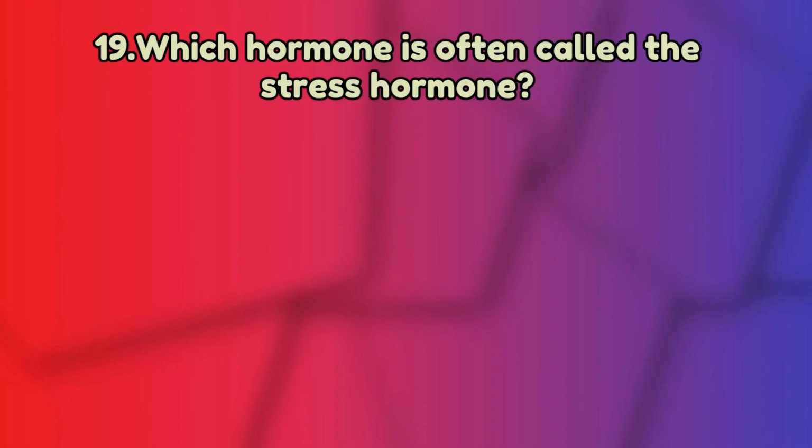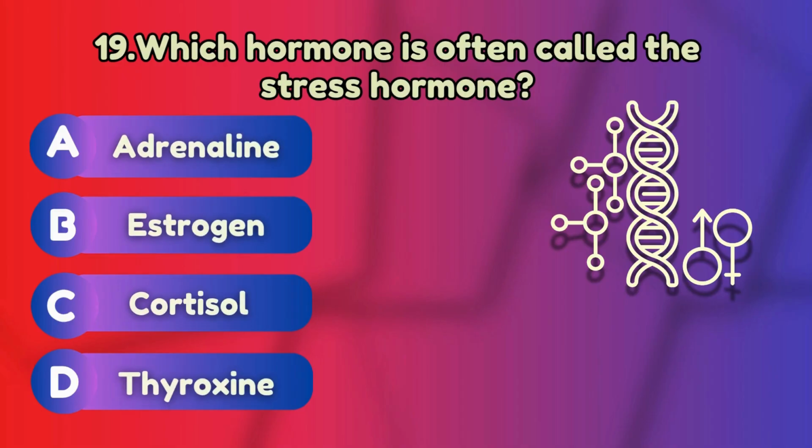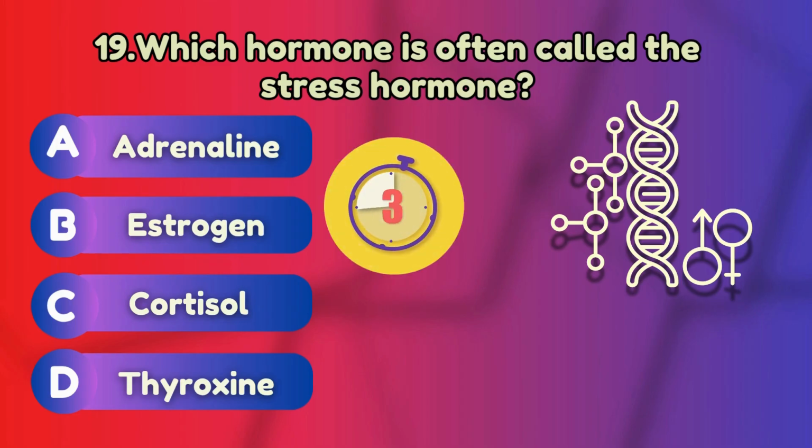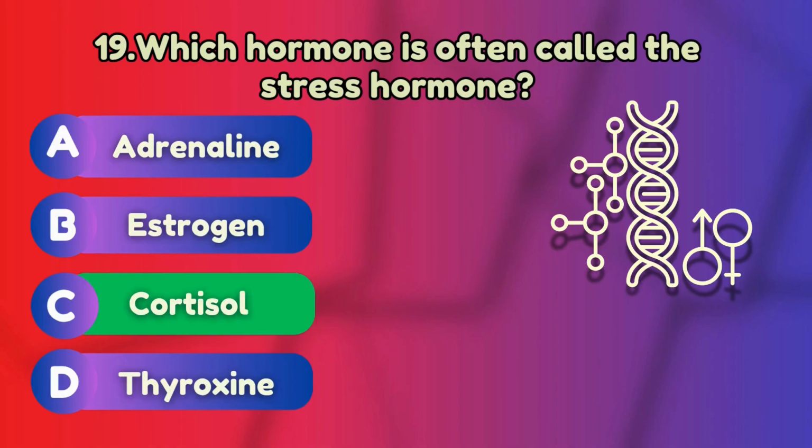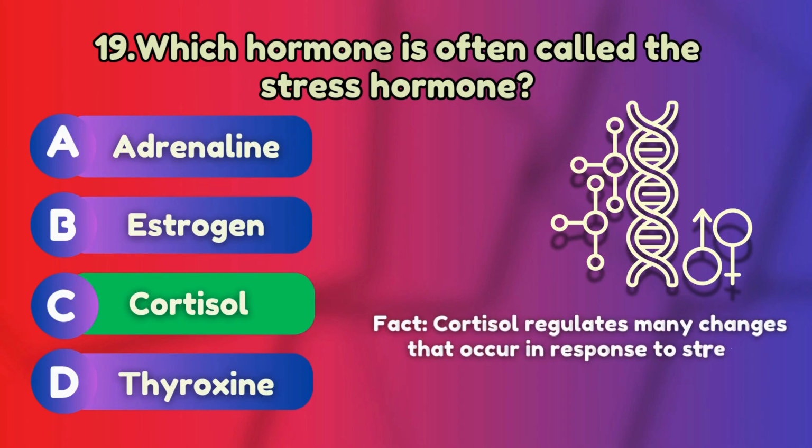19. Which hormone is often called the stress hormone? A, adrenaline, B, estrogen, C, cortisol, D, thyroxine. Right answer, cortisol. Fact, cortisol regulates many changes that occur in response to stress.